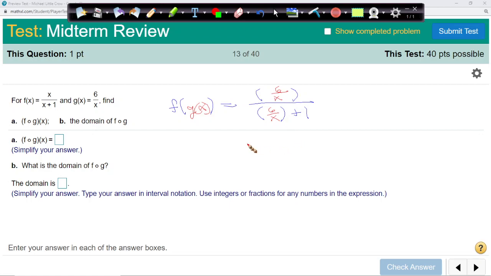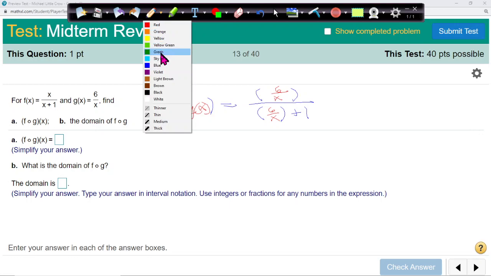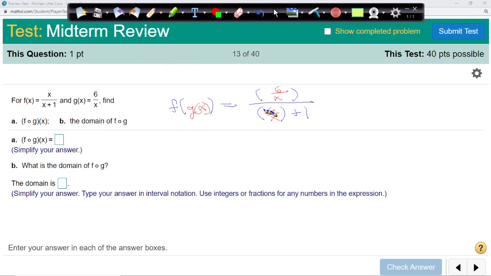Okay. They want the answer simplified. And what we do to simplify these, because we've got a complex fraction, we've got a fraction over a fraction, too much stuff going on. So what we do is we're going to multiply by x over x, which is 1, because x divided by x is 1, right?